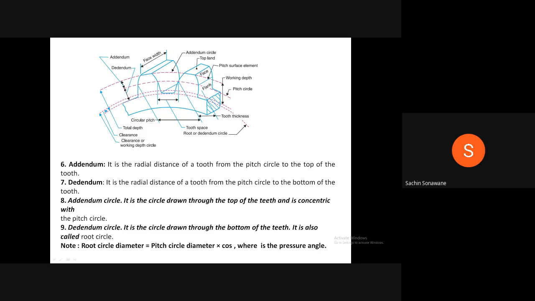Similarly, the dedendum circle is the circle drawn through the bottom of the teeth. It is also called the root circle. See that this is the bottom of the teeth, and the circle is drawn here. This circle is known as the root circle or dedendum circle. One formula is there: root circle diameter is equal to pitch circle diameter times cos phi, where phi is the pressure angle.